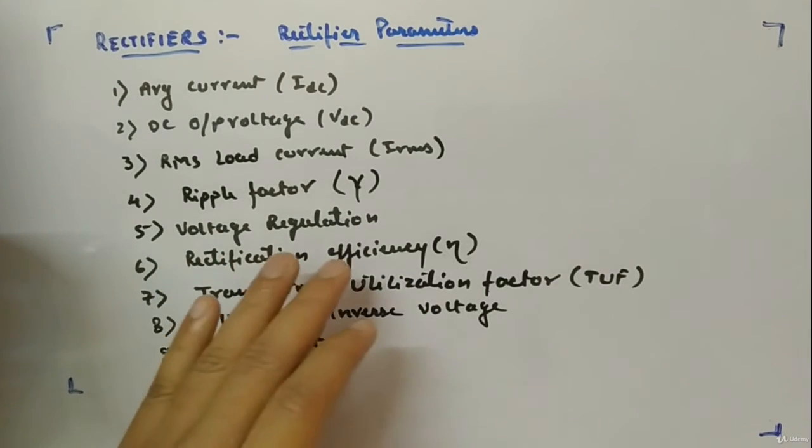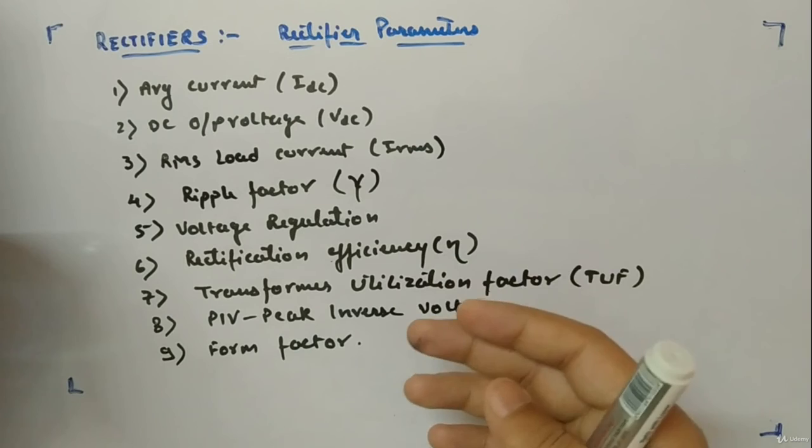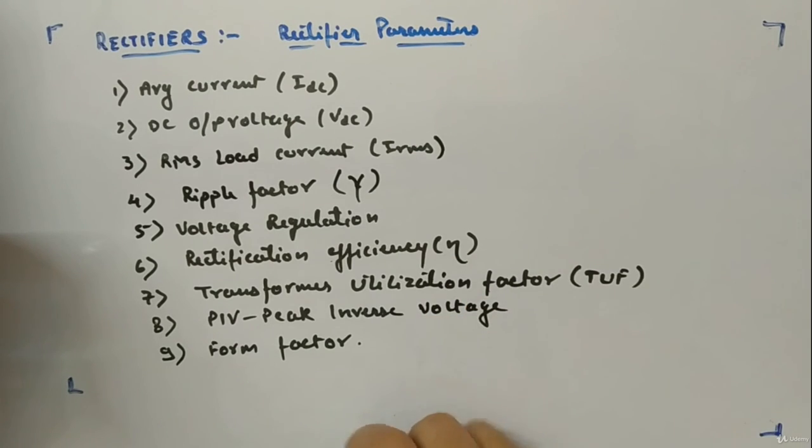Okay, that we will see. We have voltage regulation, we will see. Then rectification efficiency, then transformer utilization factor, also denoted by TUF, then peak inverse voltage, which is also denoted by PIV, and form factor. Okay, these are the parameters that we will look for in a rectifier circuit, which define how good a rectifier is or how bad a rectifier is, depending upon these properties. Okay, so we will move on to half wave rectifier now.